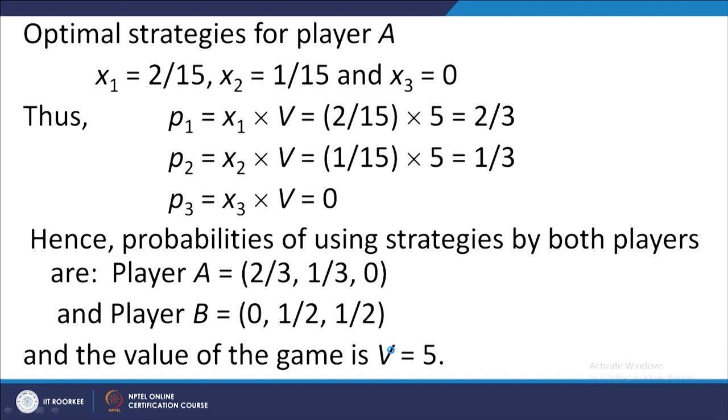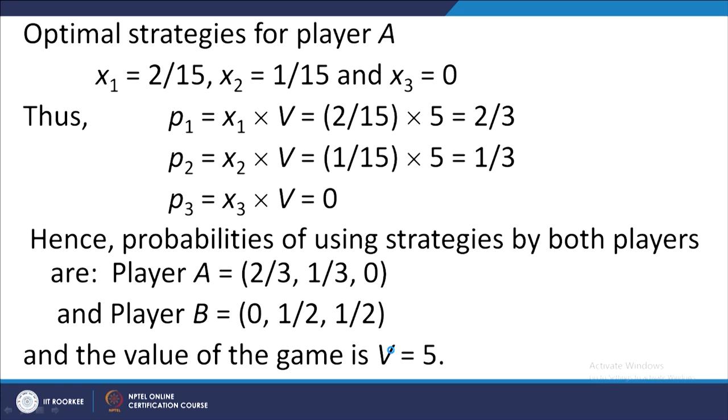Now let us come to the optimal strategies of player A. This can be derived, as I said, since these are duals, so the dual variables can also be read from the optimum table of the primal. So the values are x1 equal to 2 by 15, x2 equal to 1 by 15, and x3 equal to 0.